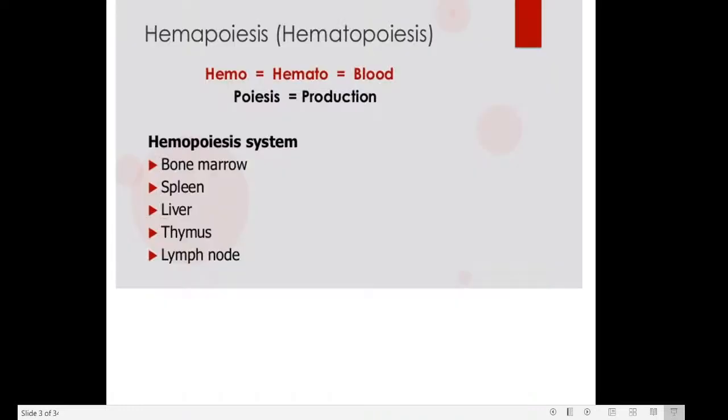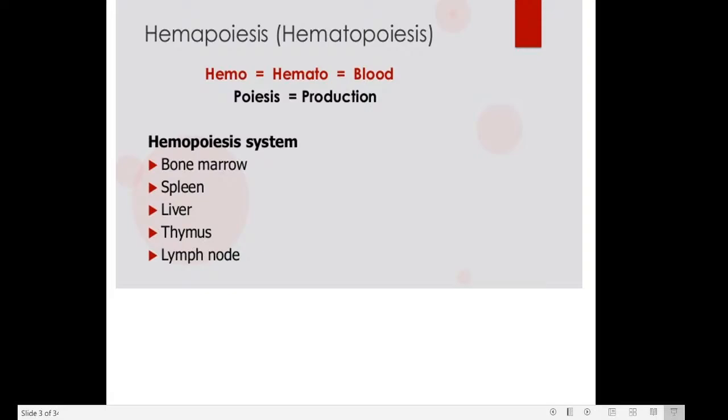Okay, hematopoiesis. What is hematopoiesis? Hemato is blood, as we all know, and poiesis means production. In hematopoiesis, blood cells are produced from the bone marrow. They are also produced from the spleen, liver, thymus, and lymph nodes. These are all the sources for the production of blood cells.